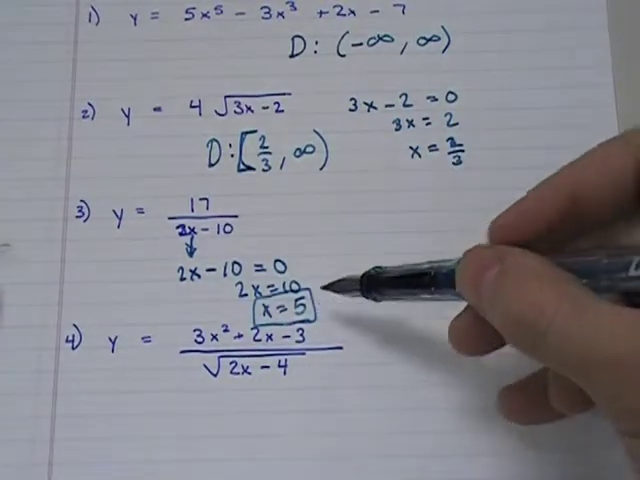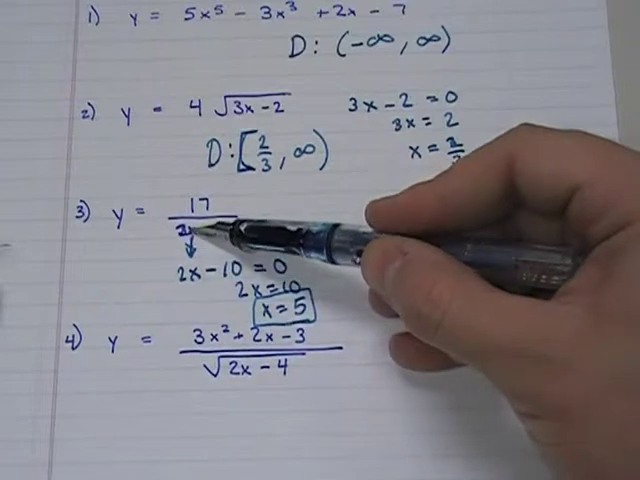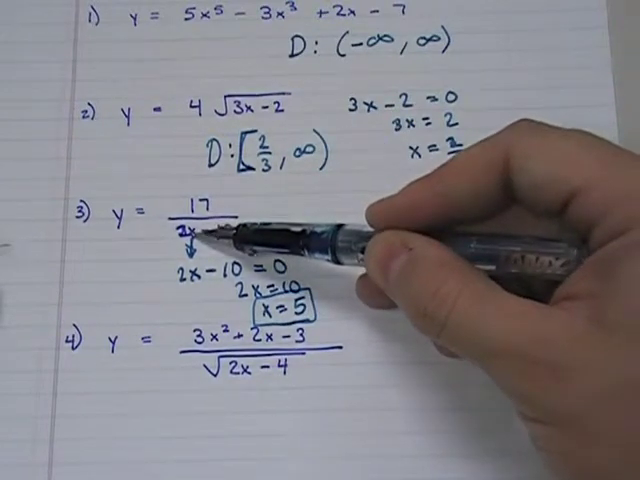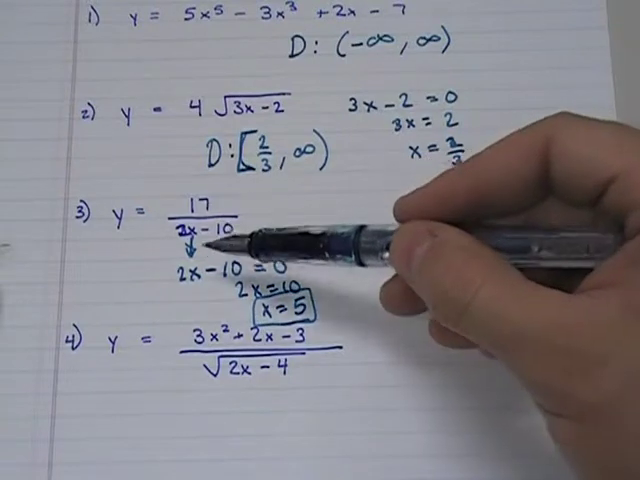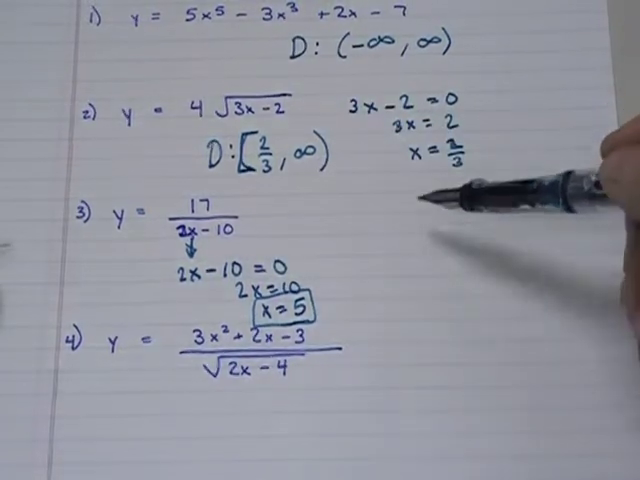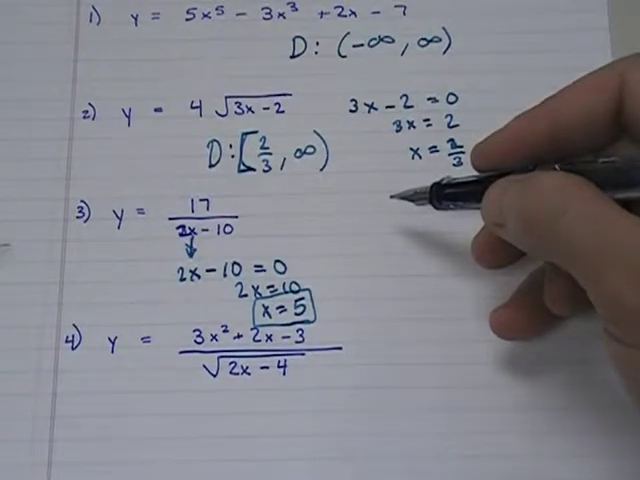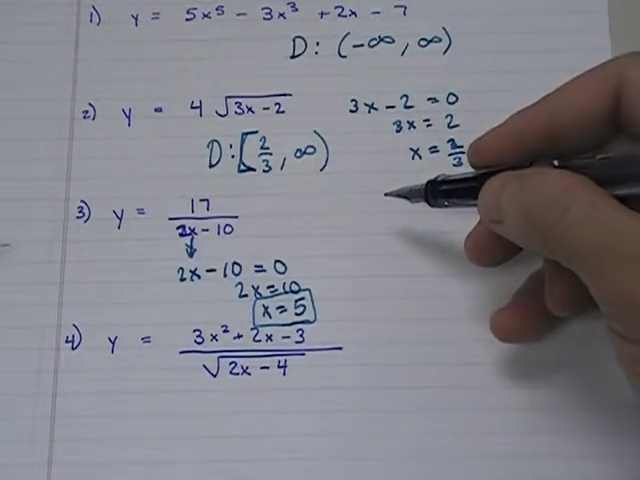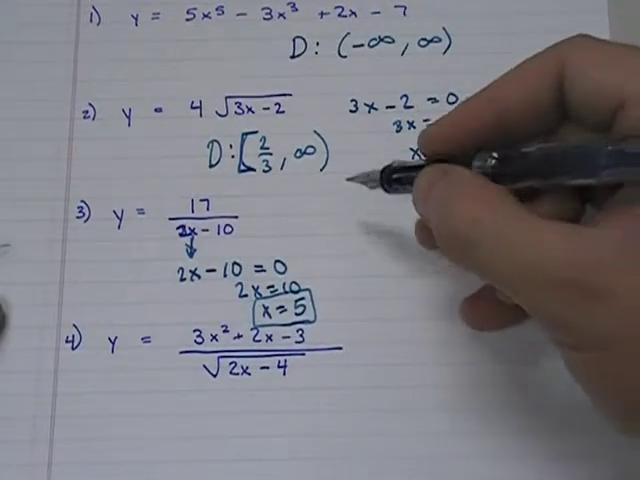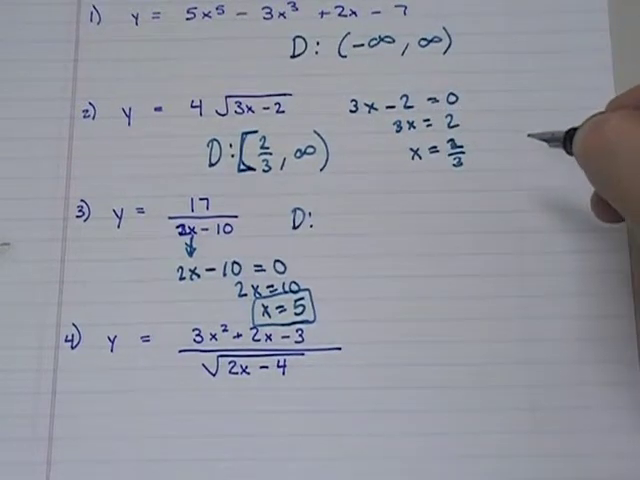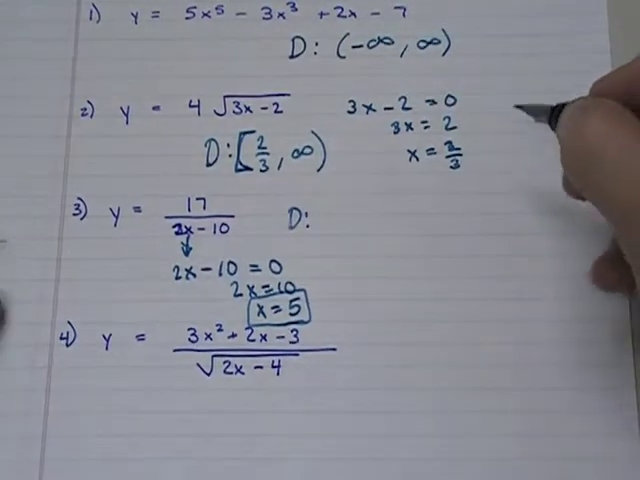What does this mean? This means if I plug in 5, 2 times 5 is 10, 10 minus 10 is 0. If I plug in x equals 5, I get 17 divided by 0. This cannot be. What about a number less than 5? That will work. What about a number greater than 5? That will work. Only 5 won't work. So the domain here would be all real numbers except 5.